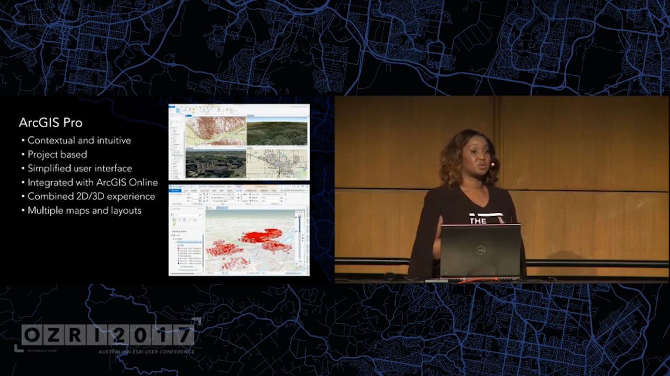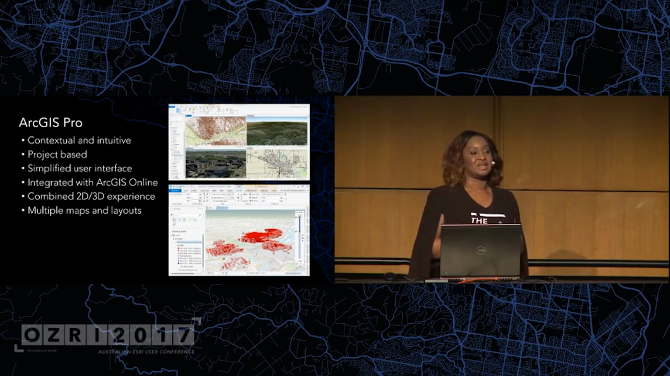Now, ArcGIS Pro is also project-based, and that means it's based on a folder structure. When you create a brand new project, it creates a new folder, and that folder contains a geodatabase, a toolbox, a section for multiple maps, multiple layouts, multiple scenes, as well as multiple styles. So all of this is encompassed in one project folder for one project.